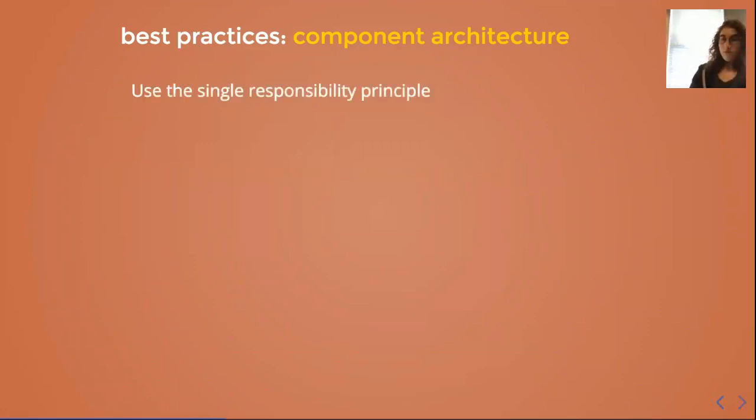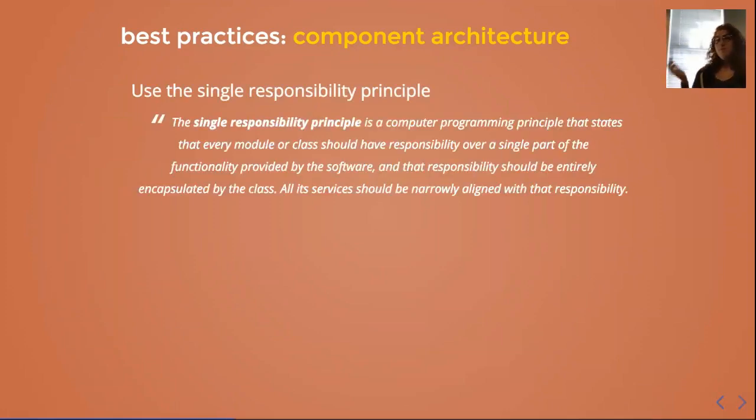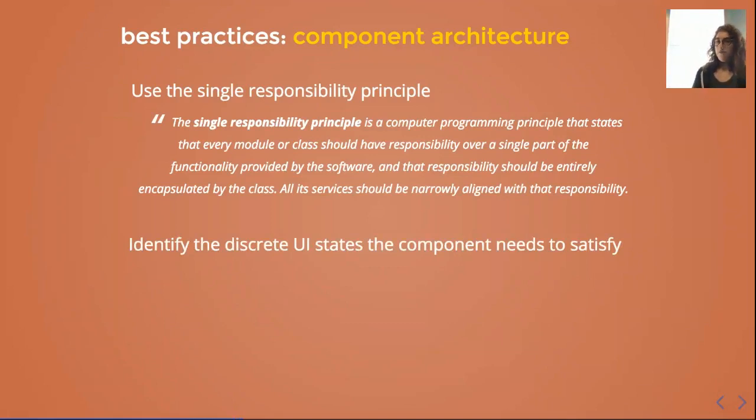So the first one is single responsibility. We're in the business of microservices, so hopefully we're all pretty familiar with that concept. Basically, a component should do one thing and do it well, and if it ends up growing, it should be decomposed into smaller subcomponents. And then we have identify discrete UI states that the component needs to satisfy. So in other words, when creating a component, it's really good to think through every state that a component needs to satisfy. For example, I have that card component, it has an open state and a closed state, and I need to derive styles based on those states.